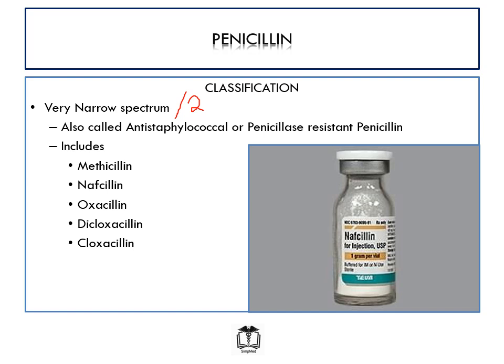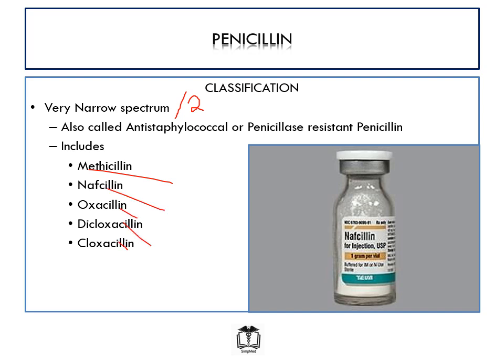One extra thing to note about this penicillin is that unlike the narrow spectrum penicillin, the very narrow spectrum penicillins are usually penicillin resistant or beta lactamase resistant. So you can call it beta lactamase resistant or penicillin resistant penicillin. This is in contrast to what you see in the narrow spectrum penicillins, which are beta lactamase sensitive, as I said initially. Examples of very narrow spectrum penicillin include methicillin, nafcillin, oxacillin, dicloxacillin, and cloxacillin.